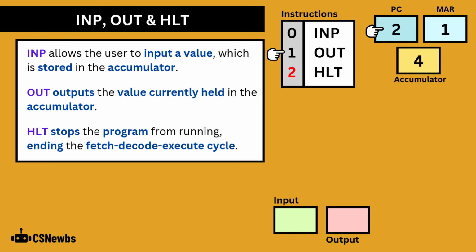On the next line, the PC increases to 2 because it always points to the next instruction's memory address, whereas the MAR is 1 because that's where we're currently looking. The accumulator value stays the same until it is overwritten. OUT outputs the value currently held in the accumulator. HLT stops the program from running, ending the fetch decode execute cycle, and our first, very simple program is complete. The PC shows 3 at this point, but we've halted and the program is finished.